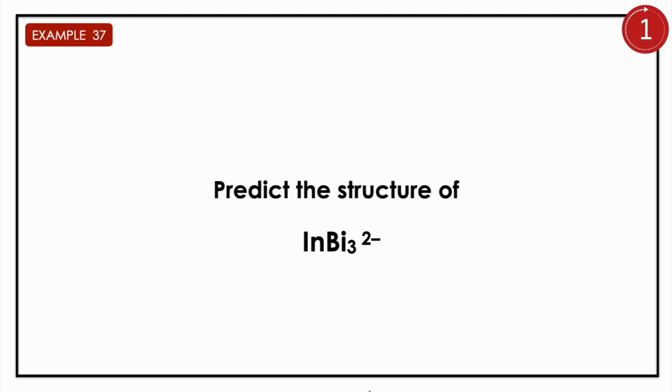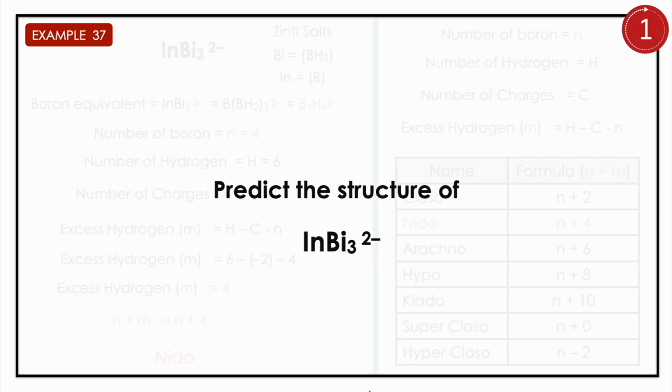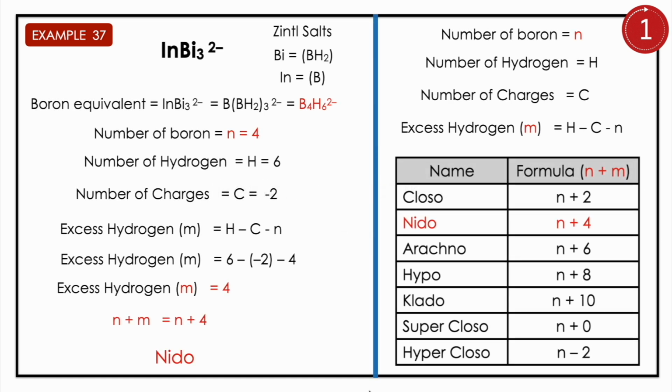Then the next example, here you have InBi3 2 minus, an indium bismuth cluster. You should find the structure of the molecule using Wade's rule. Here you have an indium bismuth cluster. Both are metal clusters, so technically Zintl salts. We should write the boron equivalent for both indium and bismuth. Bismuth is in the nitrogen group, which is a 3 plus 2 system. So the bismuth equivalent will be BH2.